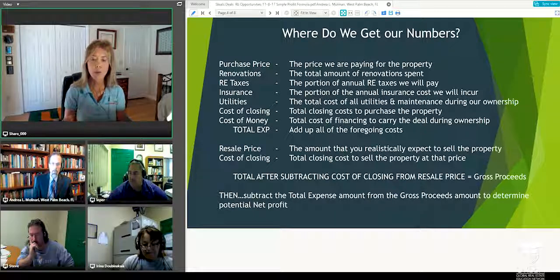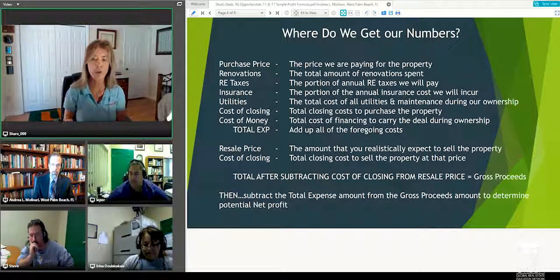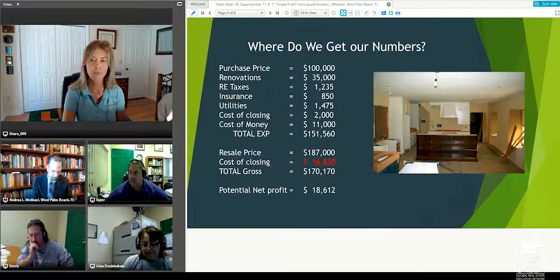Okay, so then the total amount after subtracting the cost of closing from the resale price is your gross proceeds. Then subtract the total expenses from the upper amount of expenses from that gross proceeds amount to determine your potential net profit, right? So it always looks good on paper, and that's why we move forward with the deal. So now let's look at that with real figures behind it.